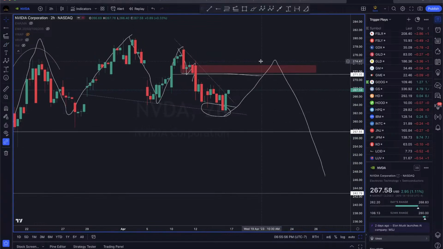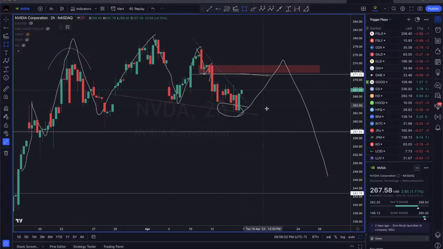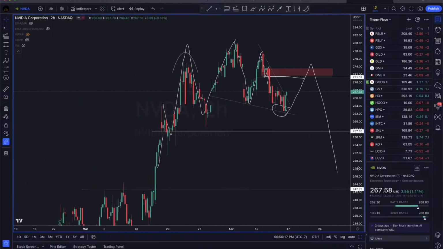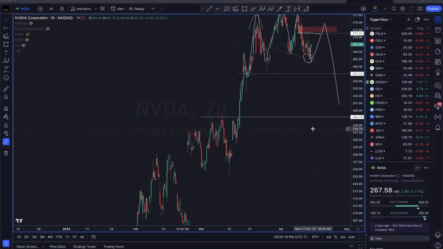As long as it stays below this one, or I would say this zone here, Nvidia has a lot of supply. Okay, so this is my game plan for Nvidia for tomorrow, right? If we do tag this zone, my stop loss would be these highs, and then I will look for new lows or the 257 level on Nvidia. So that's the Nvidia supply zone.